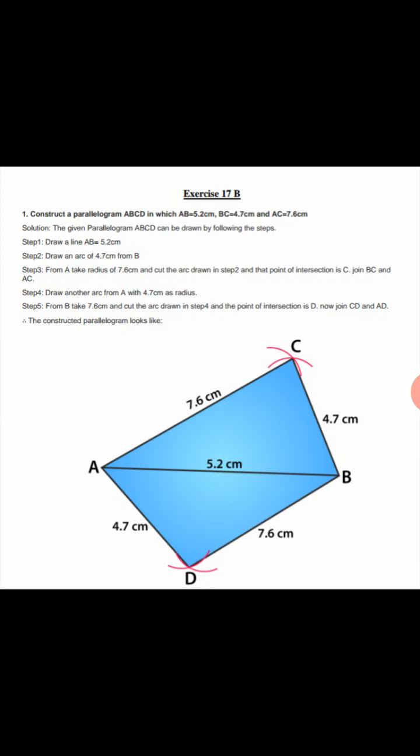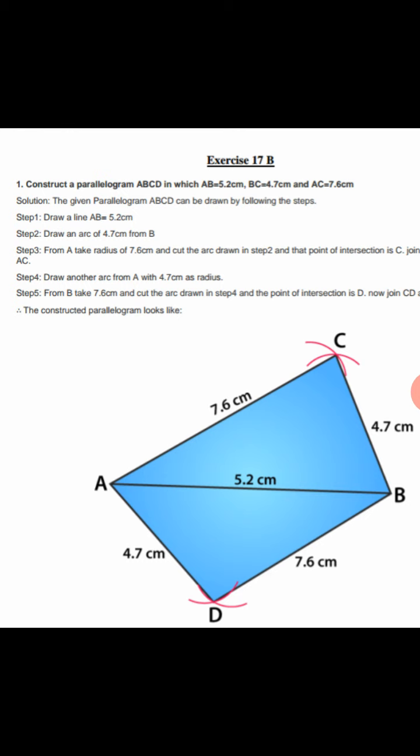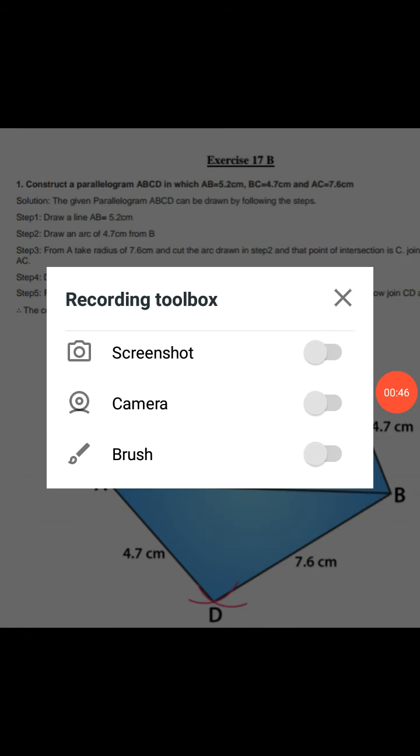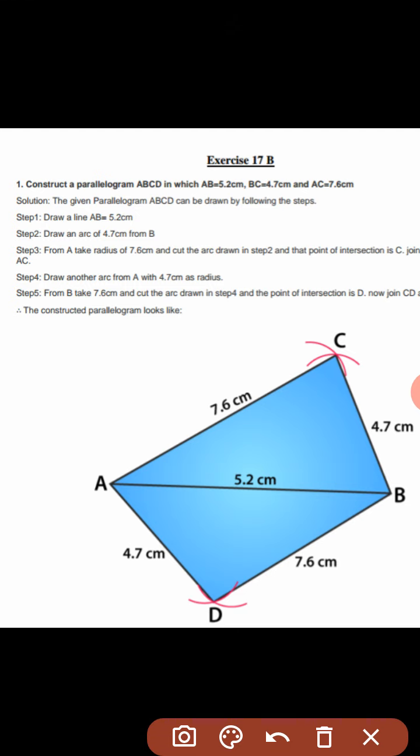In question number 1 we have to construct a parallelogram ABCD in which AB equals 5.2 centimeter, BC equals 4.7 centimeter, and AC equals 7.6 centimeter. So in this we have to complete it. See step number 1. In the first step, draw a line AB equals 5.2 centimeter. So first we will draw this line AB equals 5.2 centimeter.